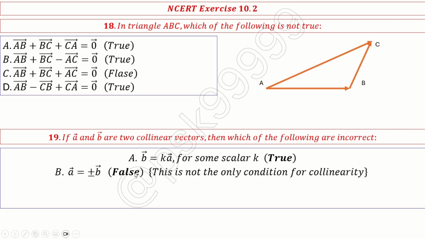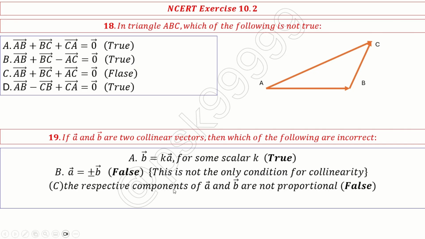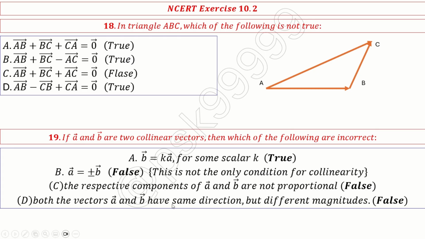These two are collinear vectors, right? These two are collinear. So it is false because this is not the only condition for collinearity. Okay. So this is one of the conditions, but this is not the only condition. The respective components of A bar and B bar are not proportional. This is false. They are proportional actually. Respective components also are proportional.